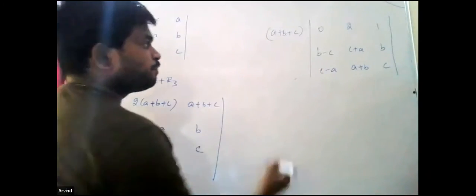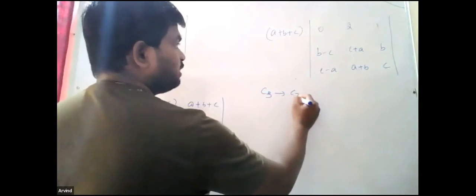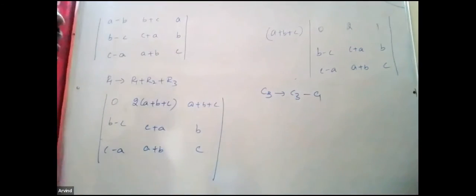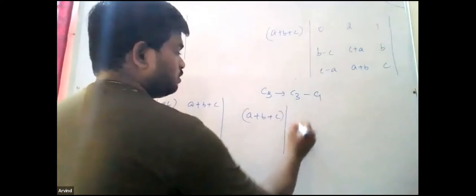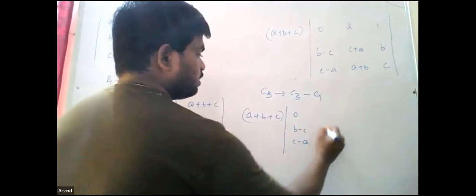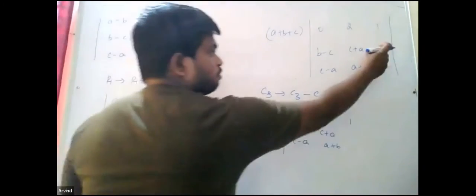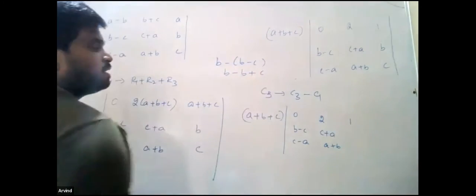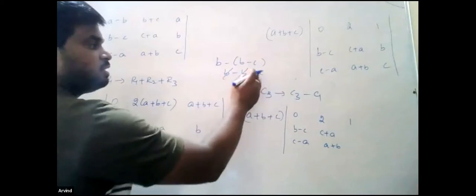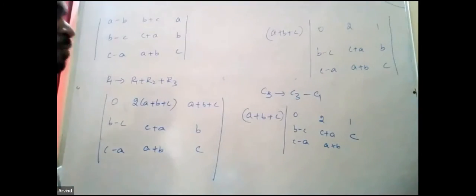Then what I'll do is, we can simplify this. C3, I'll take it as C3 minus C1. So again it becomes A plus B plus C, 0, B minus C, C minus A, 2 C plus A plus B. Okay. 1 minus 0, 1 will be there. B minus of B minus C, B minus B plus C. Minus into minus plus becomes. B cancels. Only C remains. Here only C remains. Okay.